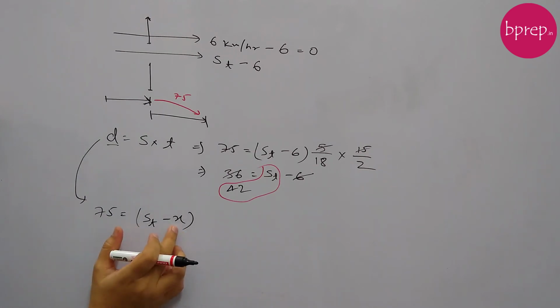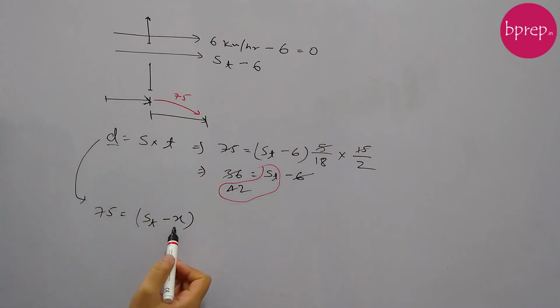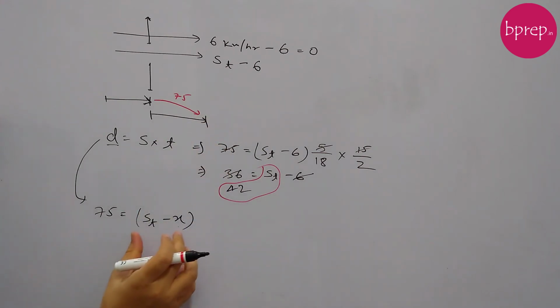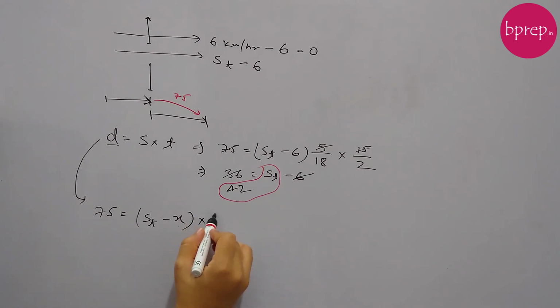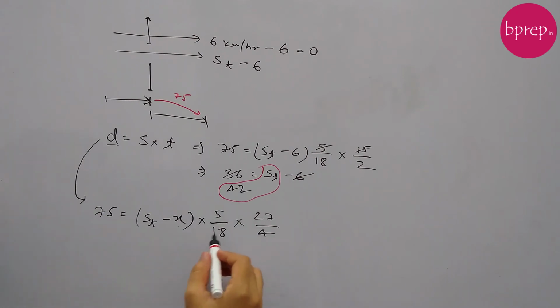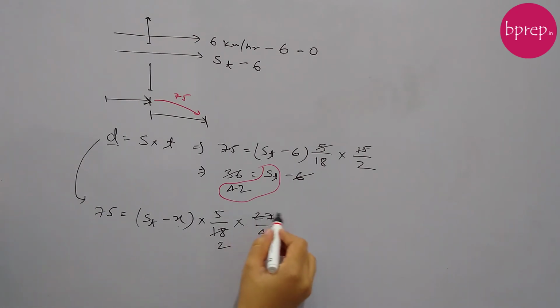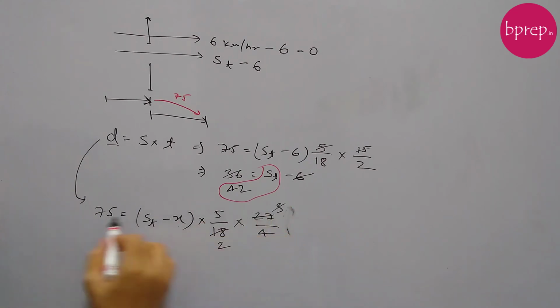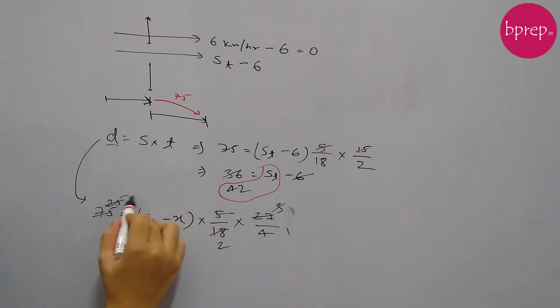Why are we subtracting x? In the same way we subtracted 6 from here, we are subtracting x from here. So this will be the speed of the train for this calculation. And again this is in kilometers per hour, so we will multiply it by 5 by 18. The time taken in this case is 6 whole 3 by 4, which is 27 by 4.